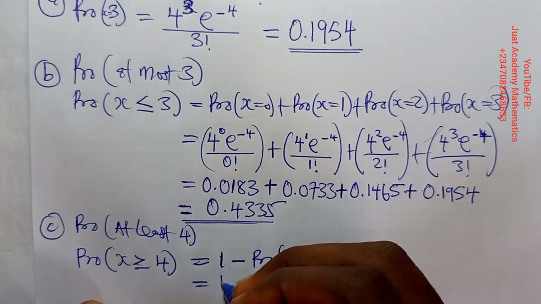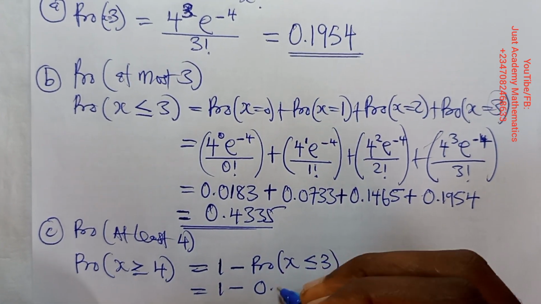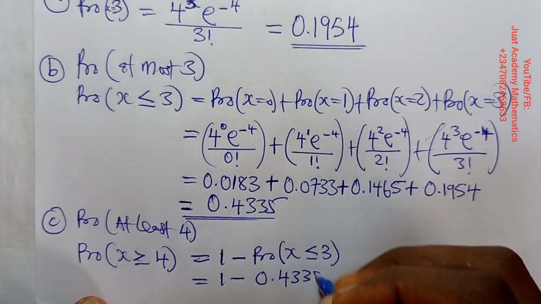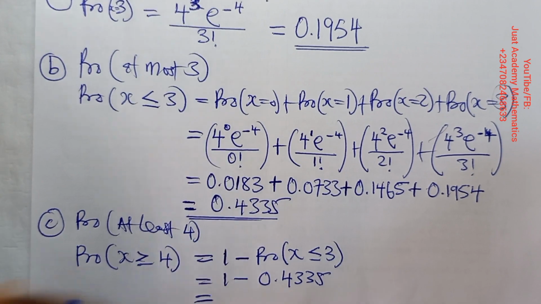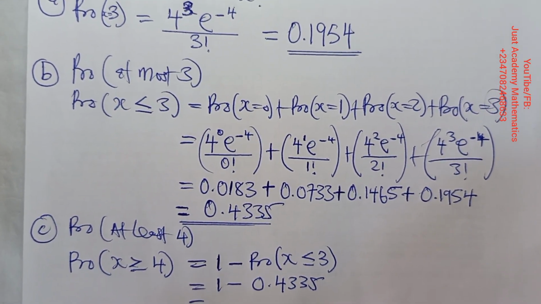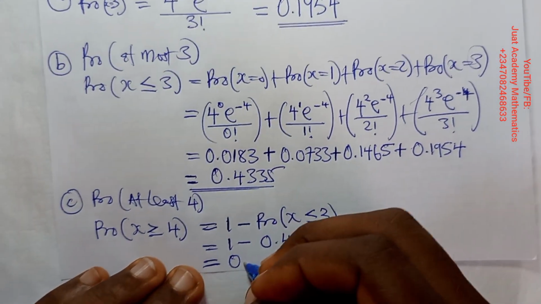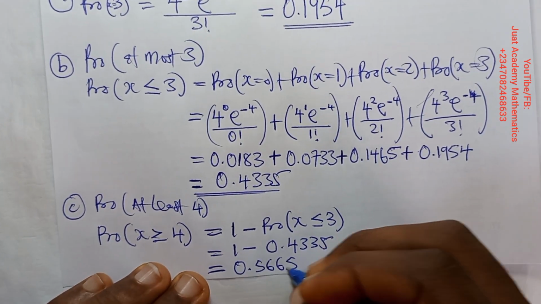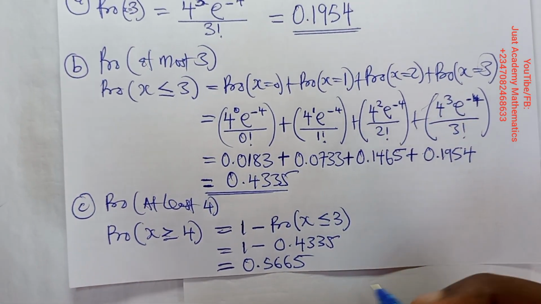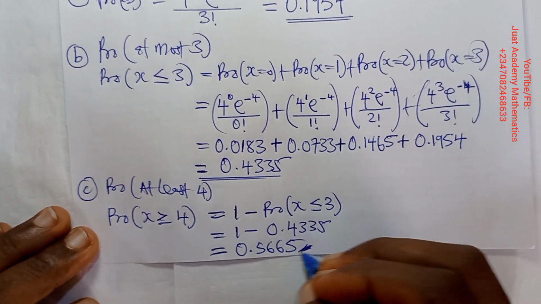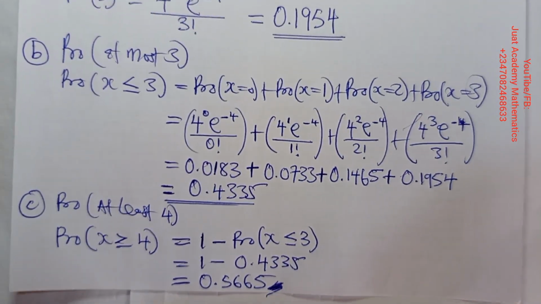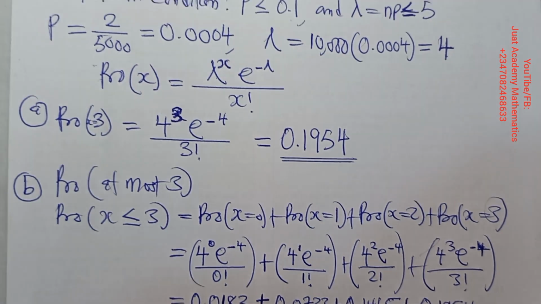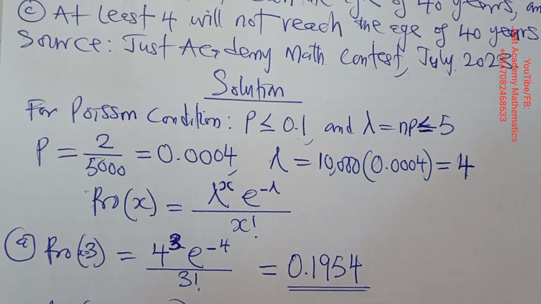So the final answer is 1 minus 0.4335. So that will give us 0.5665. This is the final answer for at least 4 will reach the age of 40 years.